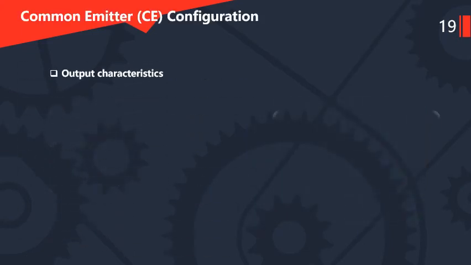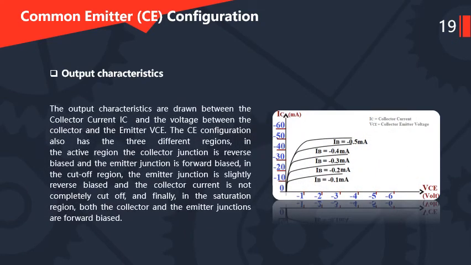Output characteristics. The output characteristics are drawn between the collector current IC and the voltage between the collector and the emitter, VCE. The VCE configuration also has three different regions: active region, saturation region, and cutoff region. In the active region, the collector junction is reverse biased and the emitter junction is forward biased. In the cutoff region, the emitter junction is slightly reverse biased and the collector junction is not completely cut off. And finally, in the saturation region, both the collector and the emitter junction are forward biased.